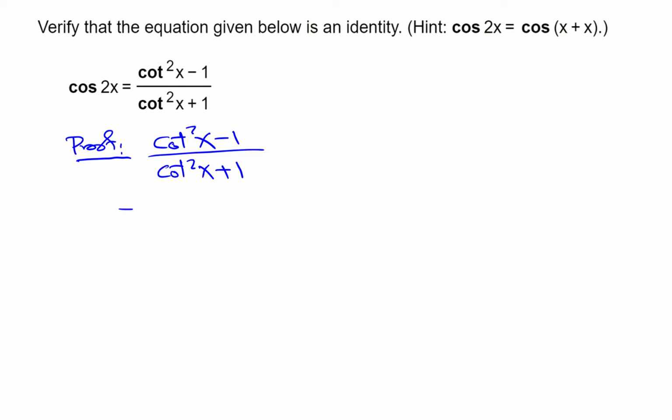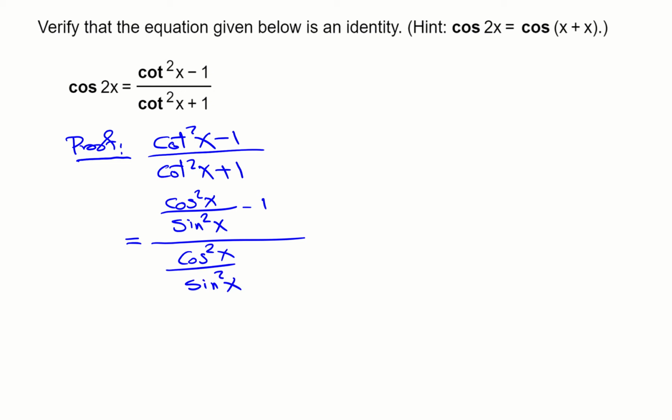We'll go ahead and rewrite each of those cotangent squares using cosine and sine. So we know we can write it as cosine squared x over sine squared x minus 1 over cosine squared x over sine squared x plus 1. So notice that if we think of a 1 under each of those 1s, we can combine the fractions on the top and bottom of this complex fraction.